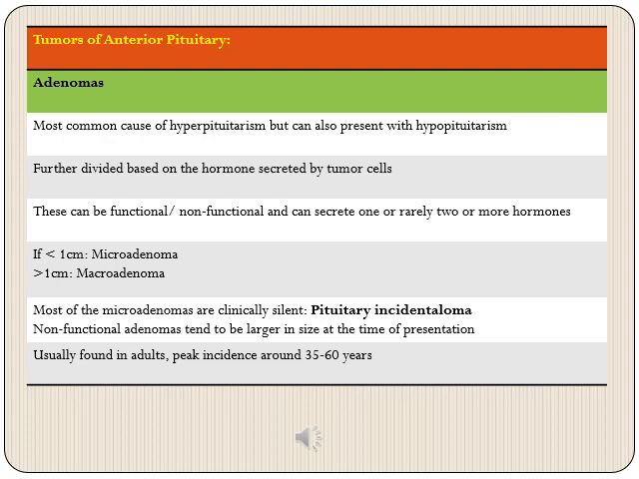Non-functional adenomas tend to be larger in size at the time of presentation. Why is that? Because they are non-functional, they do not have any presenting symptoms. So they go on increasing in size and present quite late in the course of the disease, when they start compressing the surrounding tissue and the patient presents with mass effect. These tumors are found in adults, and the peak incidence is around 35 to 60 years.